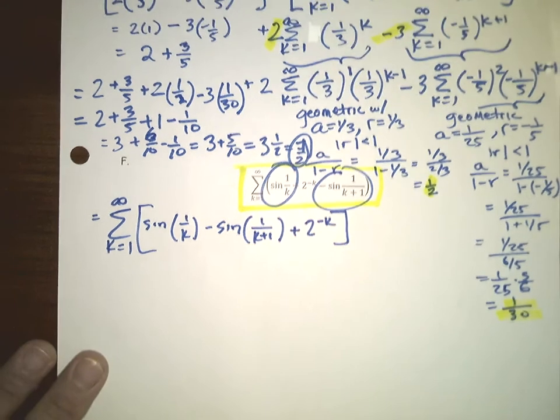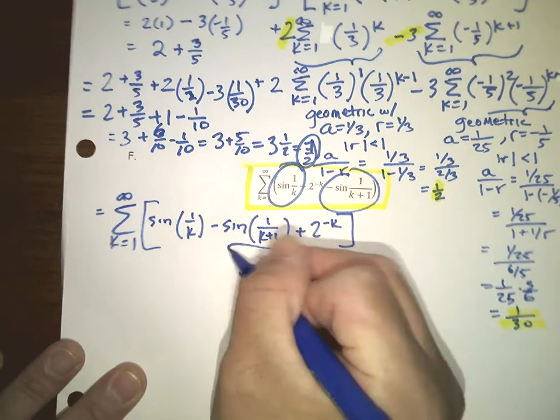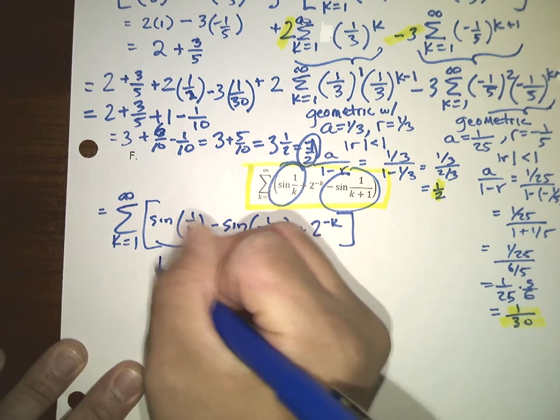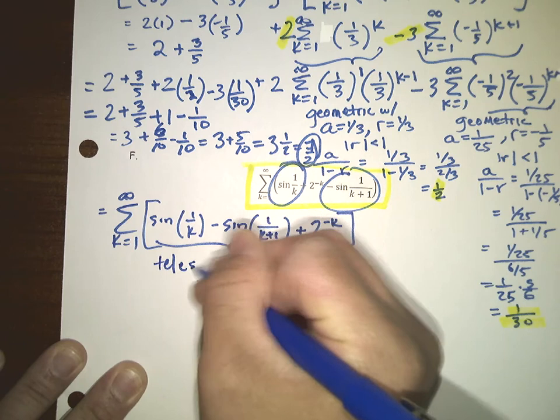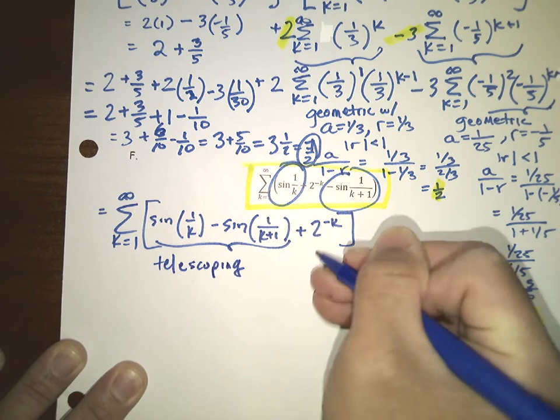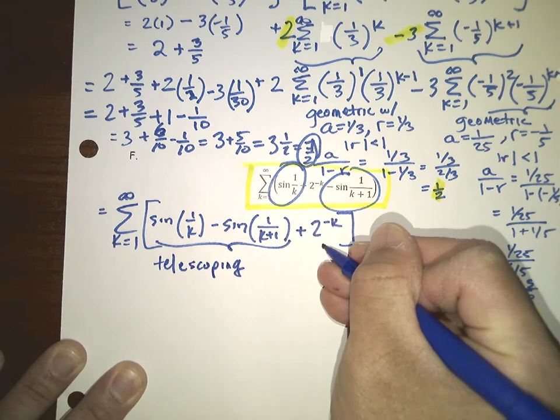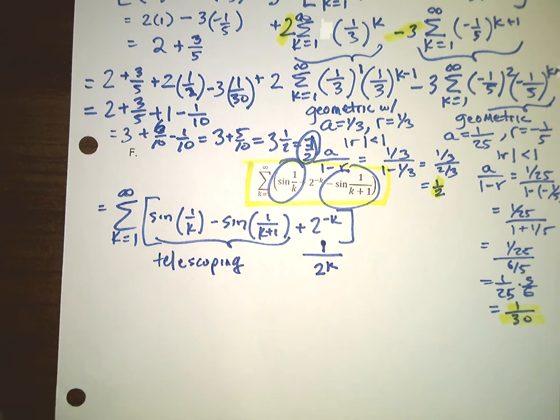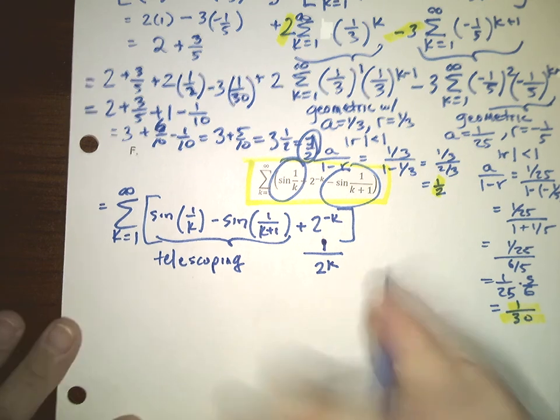And why am I doing this? Because this here is a telescoping series. So this will be telescoping, and then this part I can write as 1 over 2 to the k, which means that I'm going to end up writing it as a geometric series. So how would I know this is telescoping?